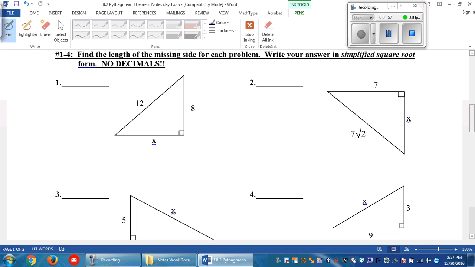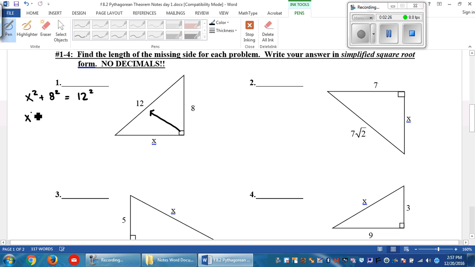So we're looking at this. Once again, answers cannot be in decimal form. You want to find the lengths of the missing sides of each problem. You're going to write your answer in the simplest square root form, no decimals. So when we're looking at this, always find the hypotenuse first. There's the 12. So we have x squared plus 8 squared equals 12 squared. It doesn't matter which one's A and B, but it does matter which one is C.